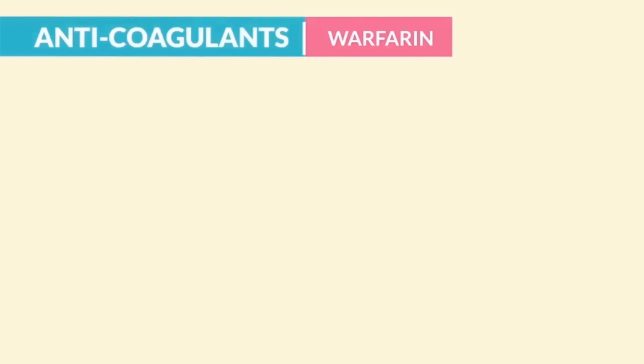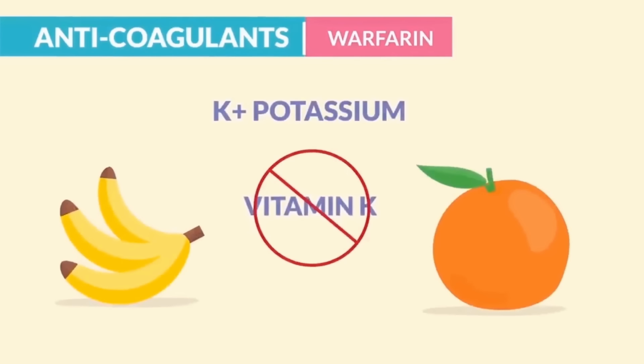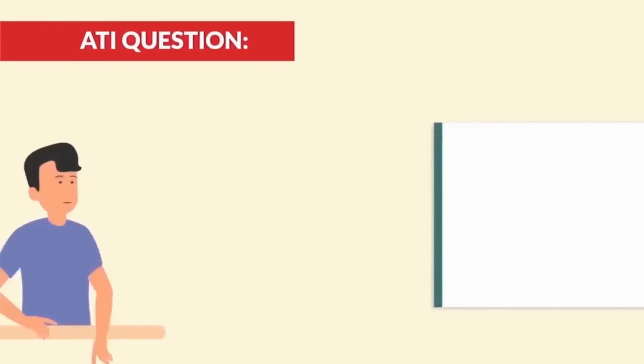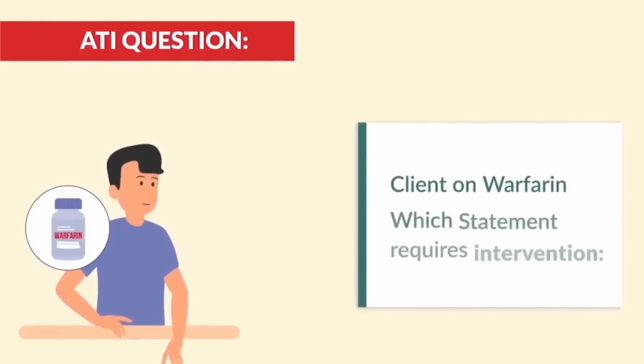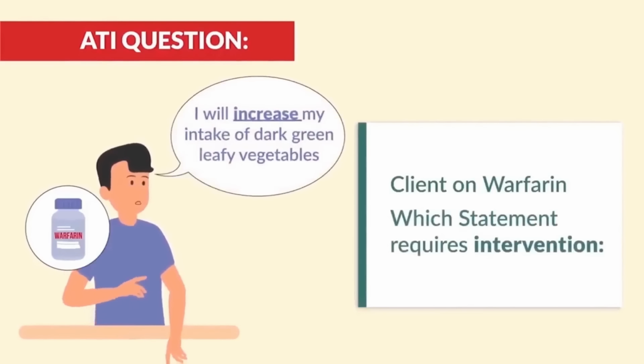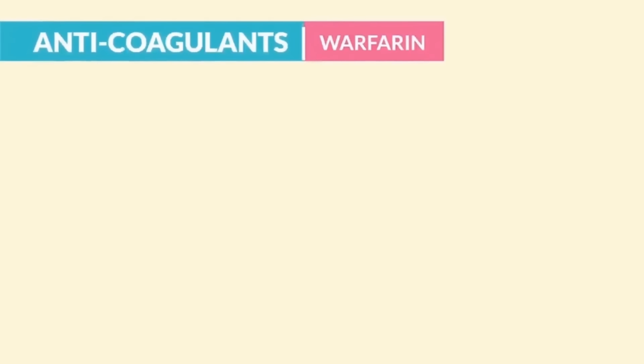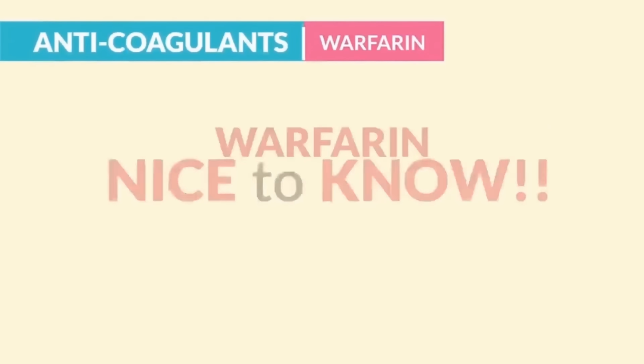Now, don't be tricked. Bananas and oranges are okay. That's for potassium. That is a K plus, not vitamin K. Now, a common ATI question is a client on warfarin. Which statement requires intervention? Well, the statement that includes, I will increase my intake of dark green leafy vegetables. Guys, that's a big no-no. Vitamin K.